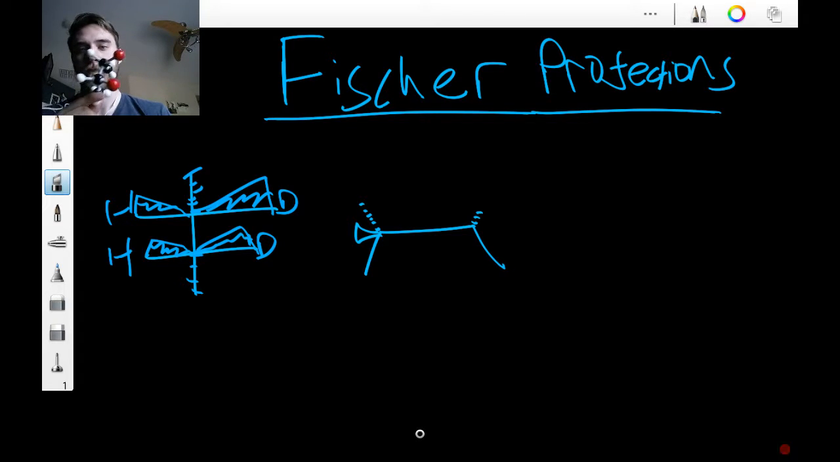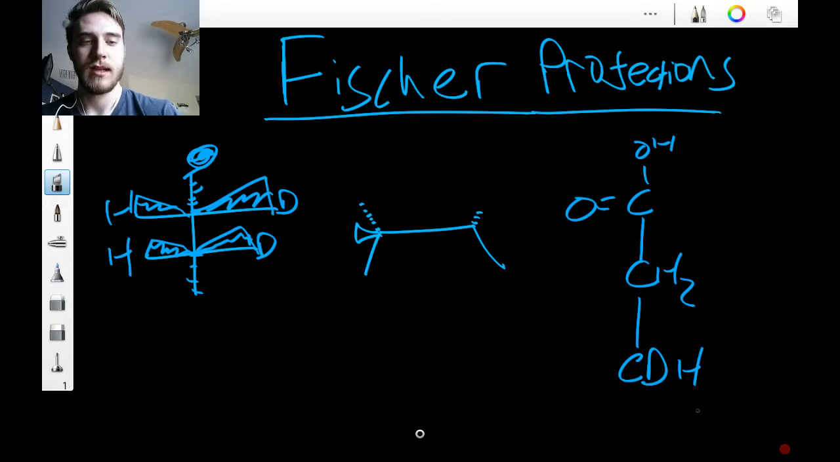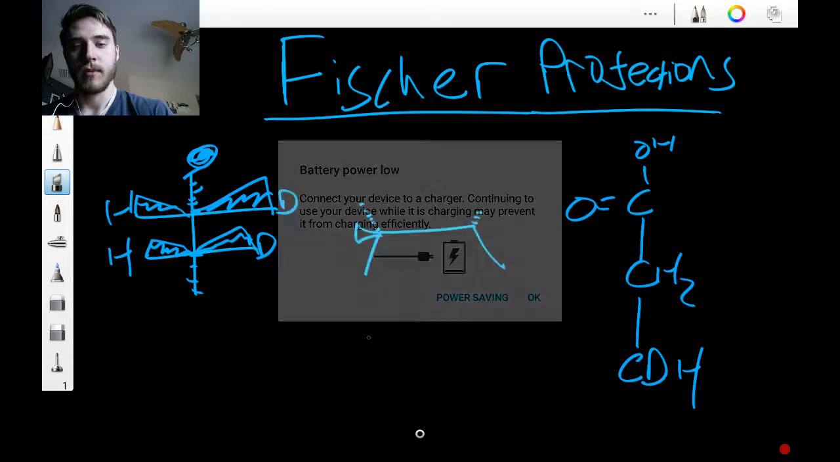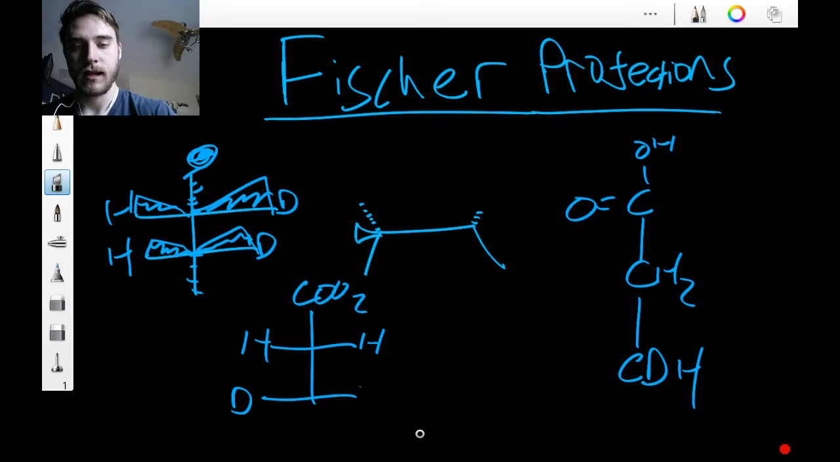If you're thinking about MCAT, you put the most oxidized carbon at the very top. So let's say we had something like C double bonded O, OH, CH2, C, D, H, something like that. We would put our most oxidized carbon at the very top. So our Fischer projection would look like this with our COOH, our 2 H's and finally our D and H.